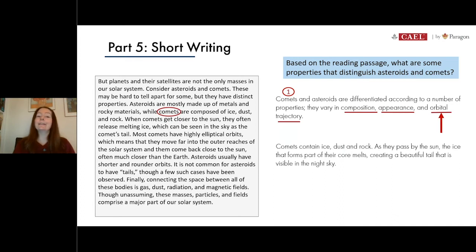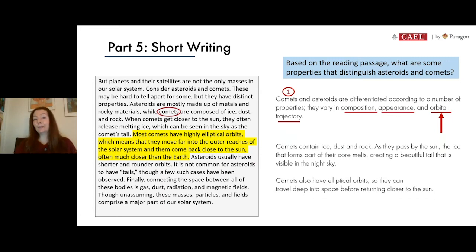Orbital trajectory is the third and final property that we must discuss about the comet. So we go back to the text again. Remember, we find sort of two details. We first see that the orbit is elliptical, and that is basically an oval shape. So if the orbit is elliptical, it allows that object to travel further into space. So that's what we're reading here from the text.